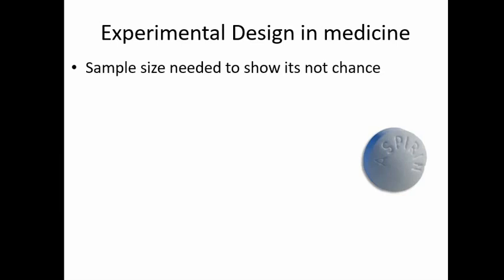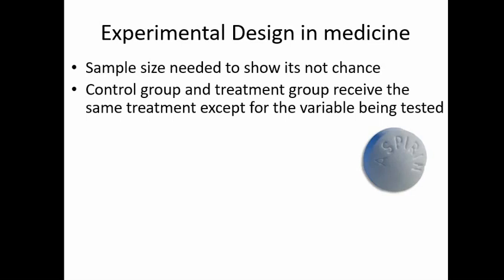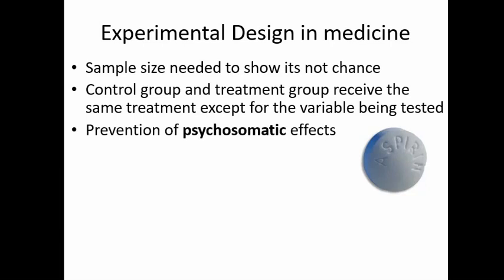Next, we have some experimental design in medicine. Sample size is needed to show that it's not chance, so we need many people to participate in experiments. The control group and the experimental or treatment group receive the same treatment except for the variable being tested. This prevents what are called psychosomatic effects.